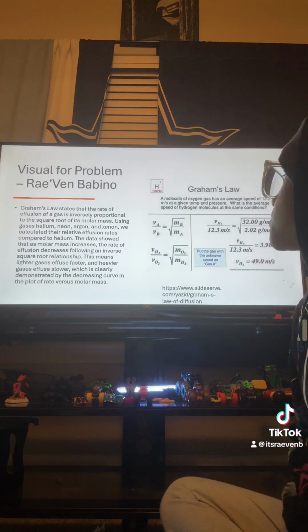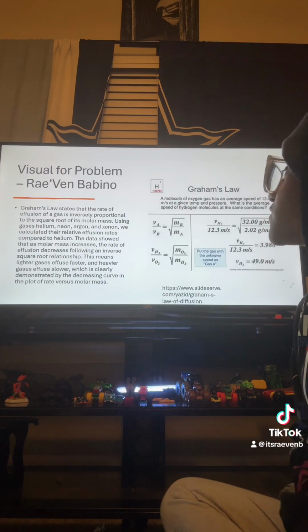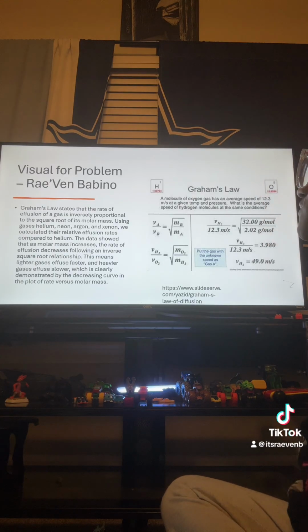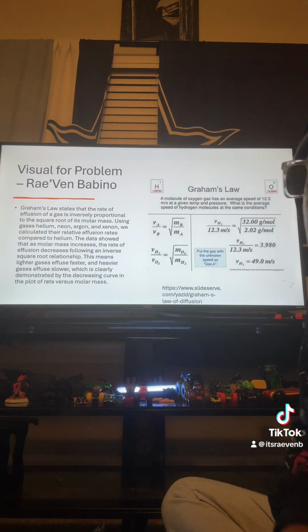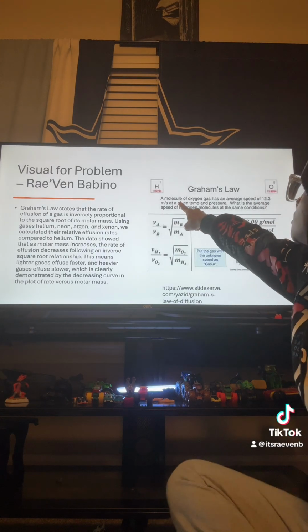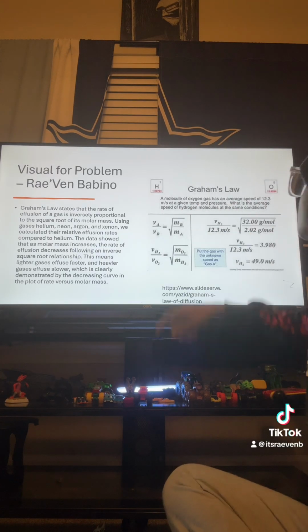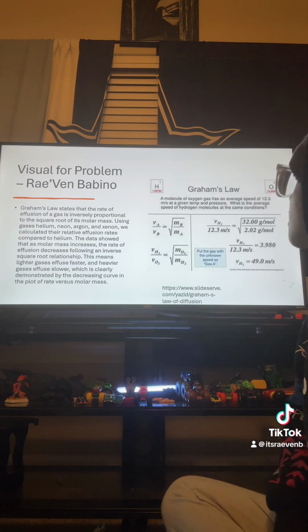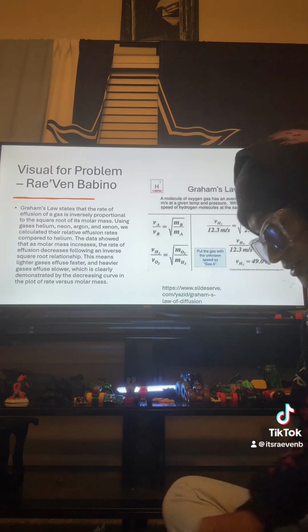Here we have the visual problem. Graham's law states that the rate of effusion of a gas is inversely proportional to the square root of its molar mass. Using the gases helium, neon, argon, and xenon, we calculated their relative effusion rates compared to helium. Also here you can see that the molecule of oxygen gas has an average speed of 12.3 m/s at a given temperature and pressure.